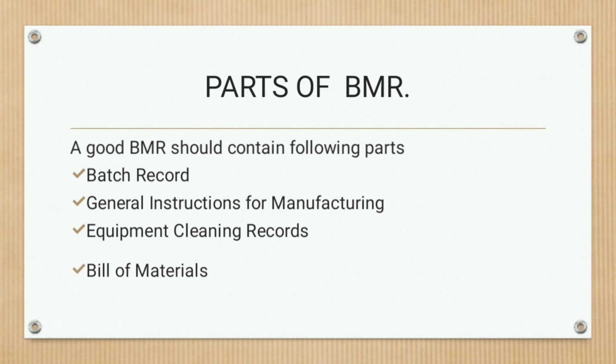Then next comes the bill of materials. The list of raw materials should have the quantity of the materials with their AR numbers. The weight of the materials, however, should again be verified by quality assurance.